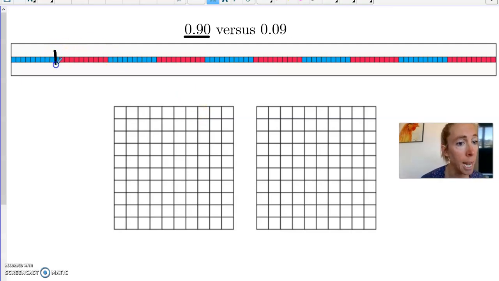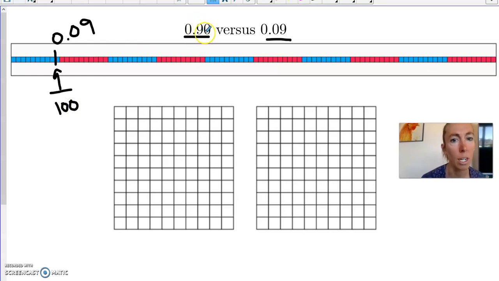Now, a common mistake would be to put it right here. Did you? If you did, that's okay. You're going to learn from it, okay? Because this is actually 0.09. This is 9 hundredths, 9 little guys. And that's actually this one right here. So I have 9 hundredths on that.